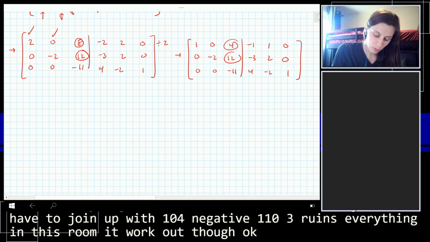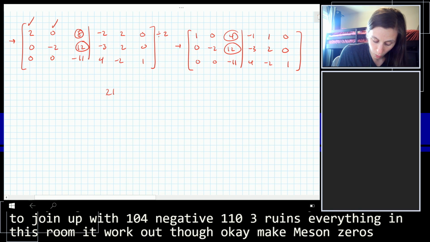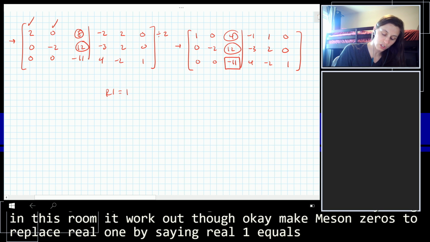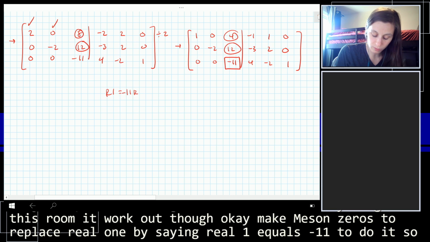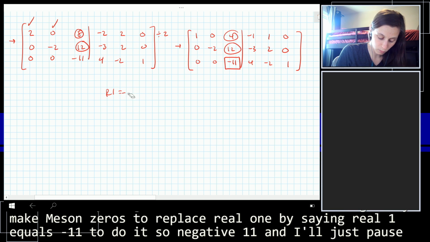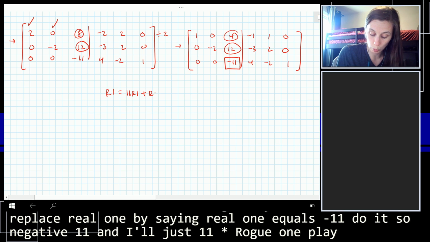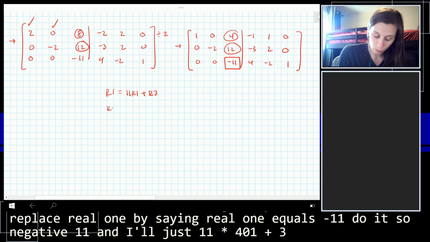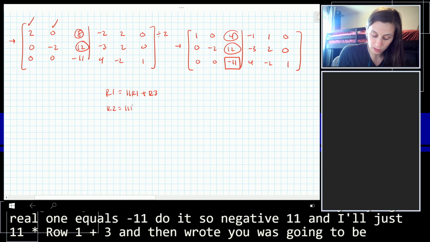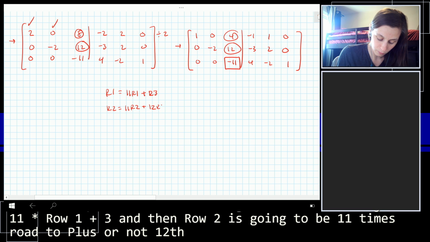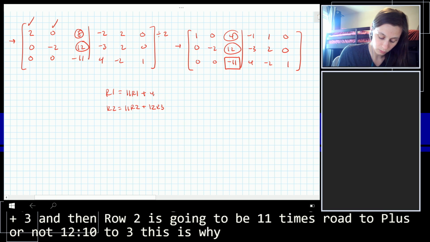Okay, make these ones zeros. So I'm going to replace row 1 by saying row 1 equals, I'm using this negative 11 to do it. So negative 11, and I'll do just positive 11. 11 times row 1 plus row 3. And then row 2 is going to be 11 times row 2 plus 12 times row 3. This needs to be 4 times row 3.